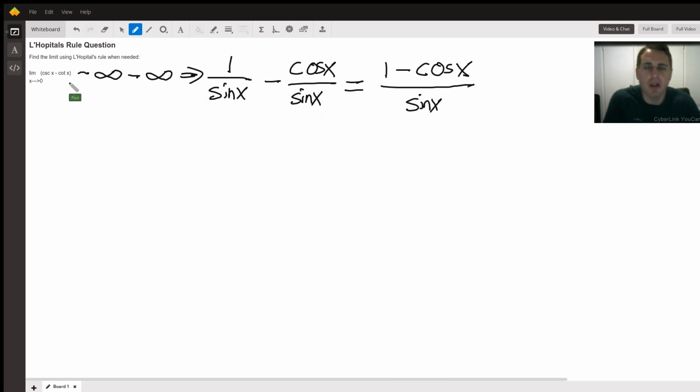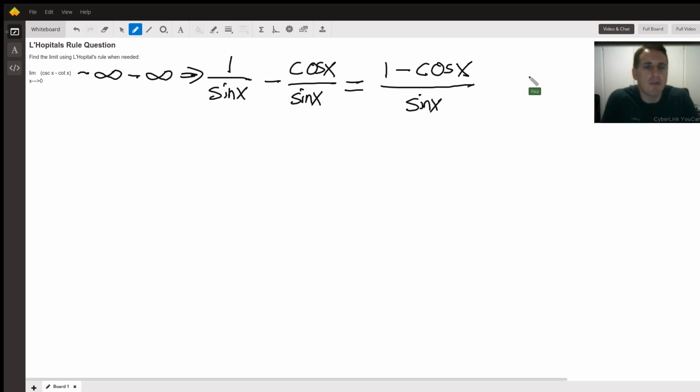Notice if we now plug in 0, because that's really what a limit is, you're plugging in an x value to get some y value, we have 1 minus 1, because the cosine of 0 is 1 from the unit circle, over the sine of 0, and that's 0 over 0, which is another form of indeterminate form.